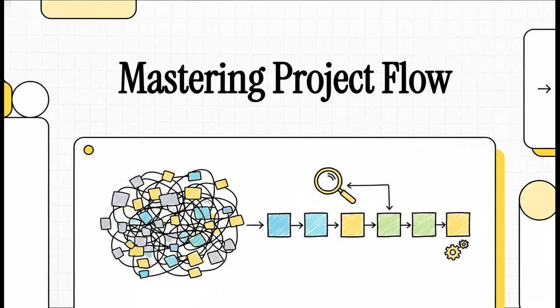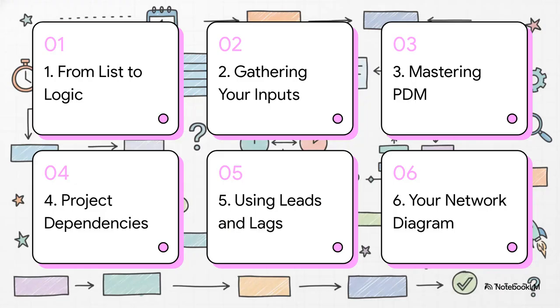We're going to break down how to sequence activities like a top-tier consultant, turning that messy list into a powerful blueprint for success. Here's our game plan. We've got 6 steps. First, we'll cover the why behind all this. Then, we'll look at the inputs you absolutely need to get started. After that, we'll dive into the language of logic with PDM relationships and decode the different types of project dependencies. We'll fine-tune things with leads and lags, and then finally, we'll pull it all together into the project network diagram. So, let's get into it.